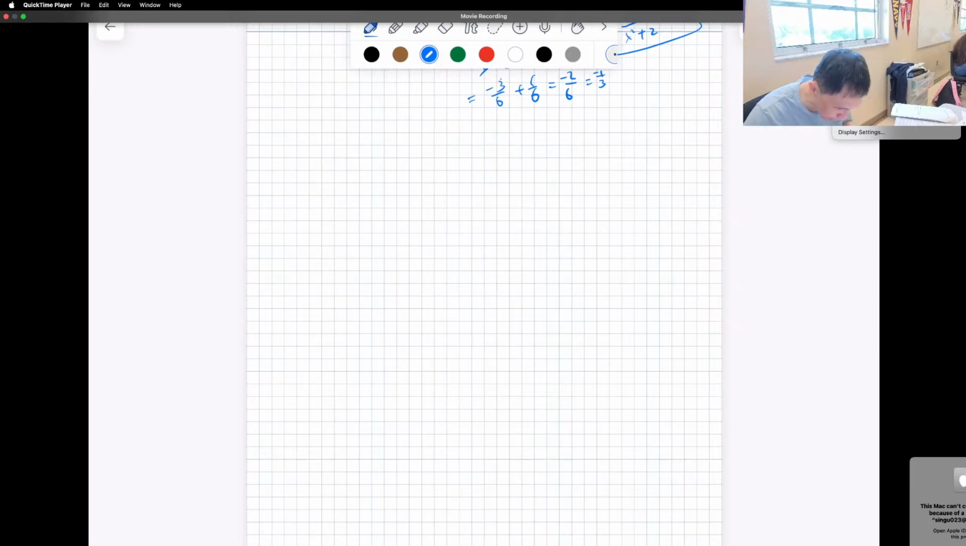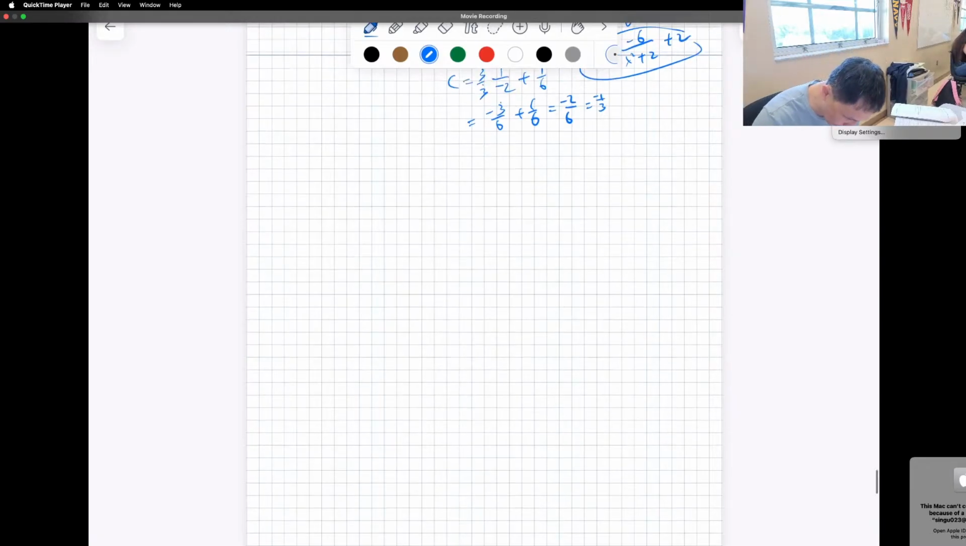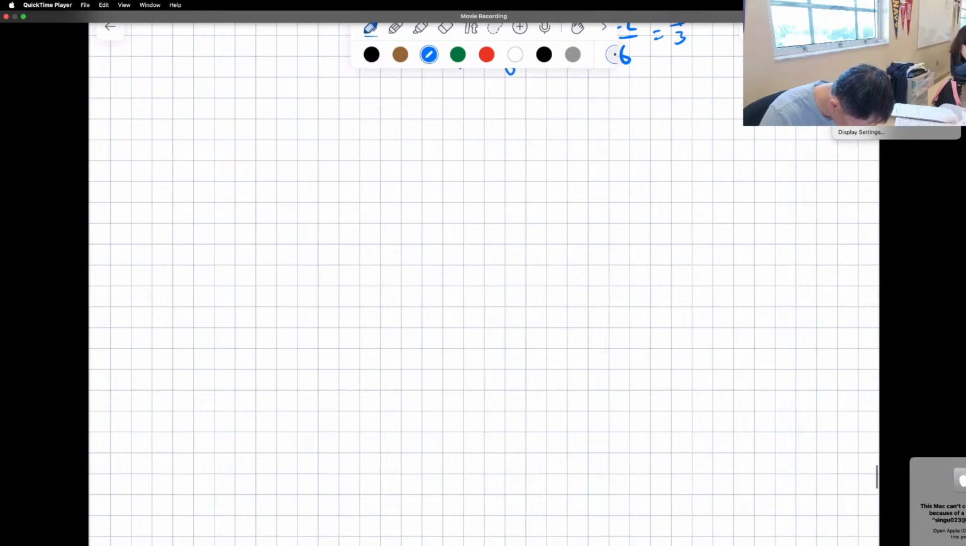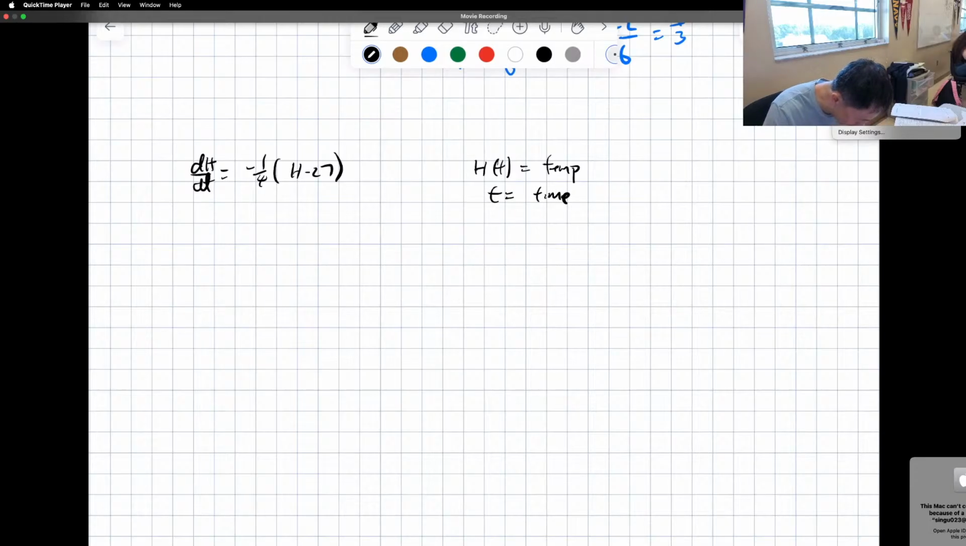Okay, start with the first question. The first question says t equal to 0, so the equation is dh/dt equal to negative 1/4 times (h minus 27). Now here's the thing. H of t represents temperature, and t represents the time. A lot of people get confused with that because they didn't know which one to plug in.